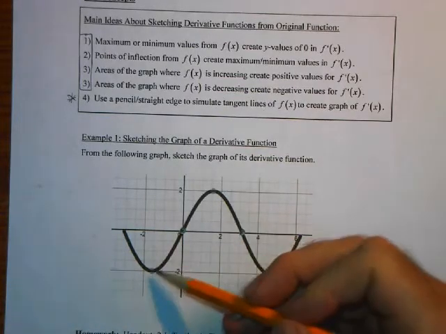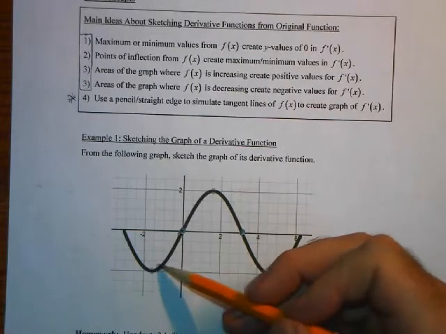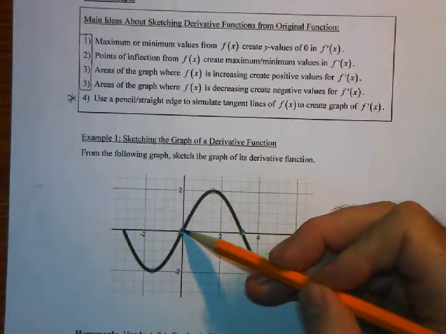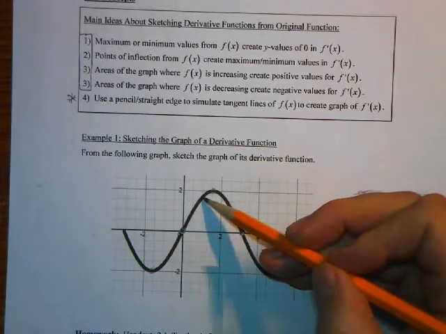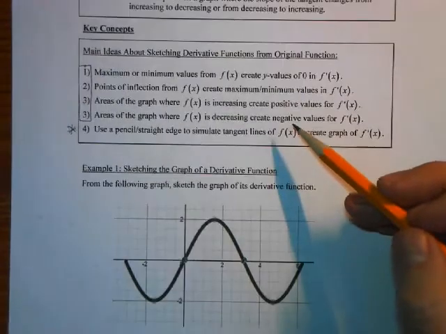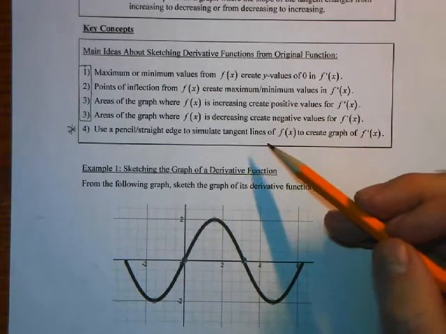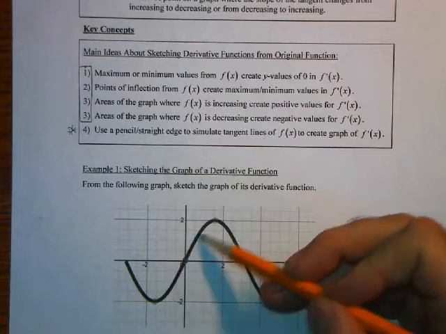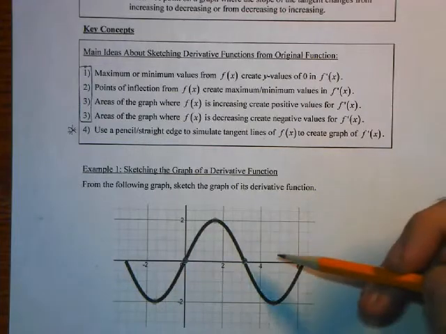Hopefully you heard me say, as you come up here, the slope is increasing up till this point, and beyond this point the slope is decreasing. And that's the definition of a point of inflection, when the slope changes from increasing to decreasing. Okay, so that's important to understand.